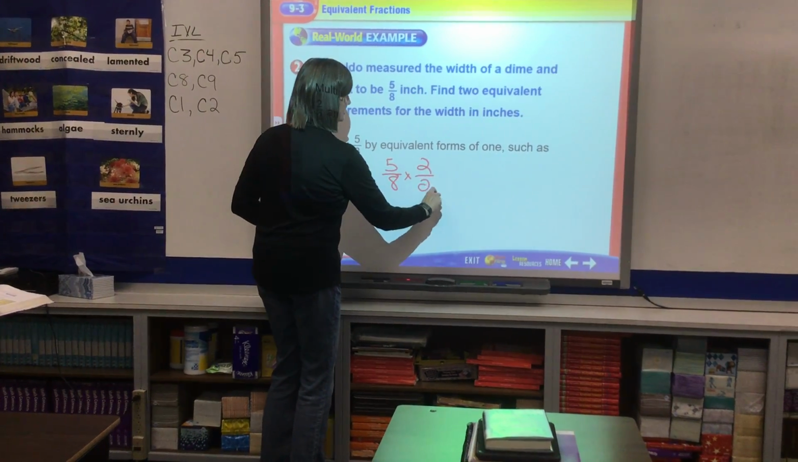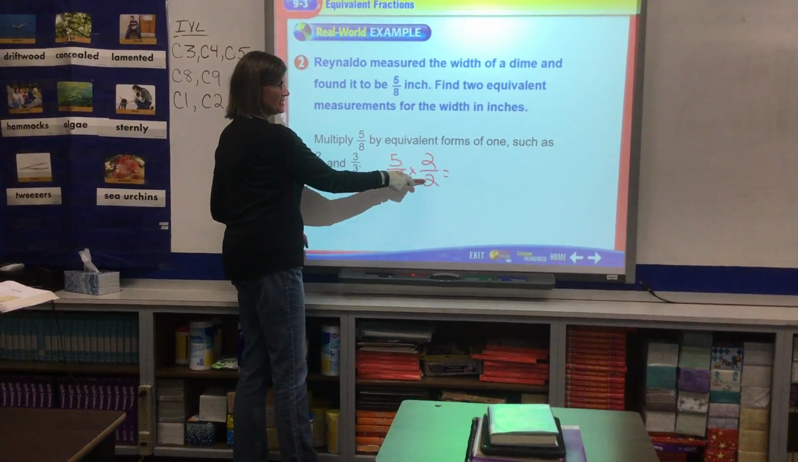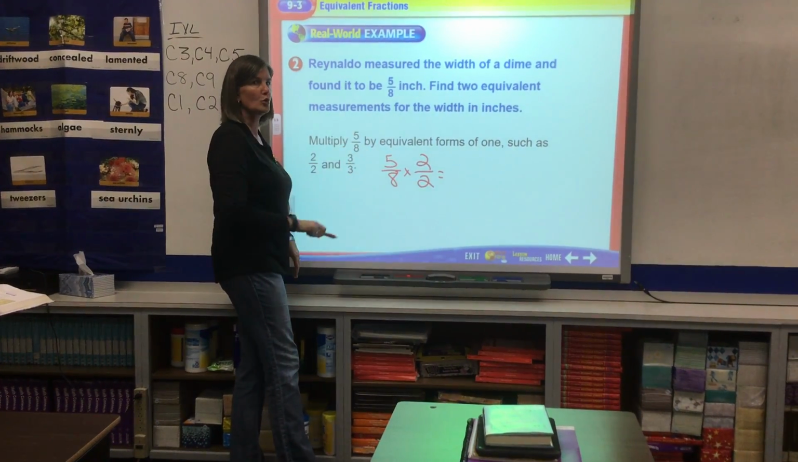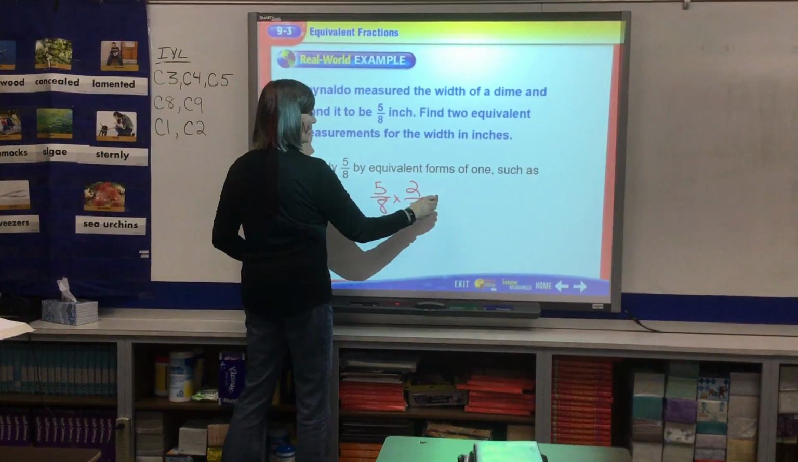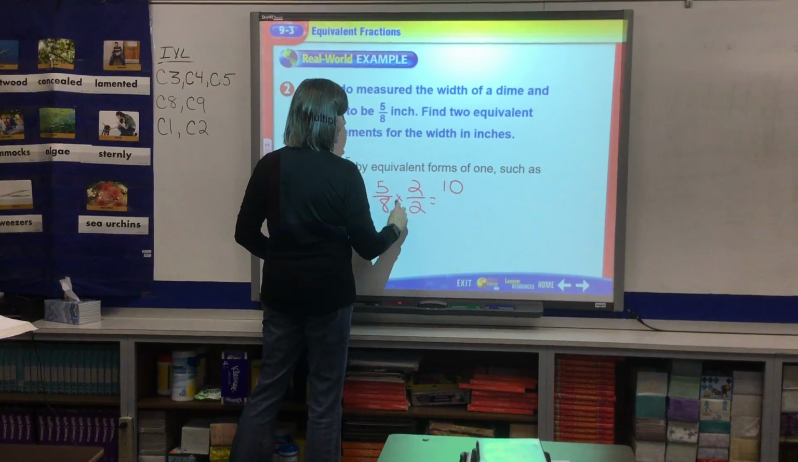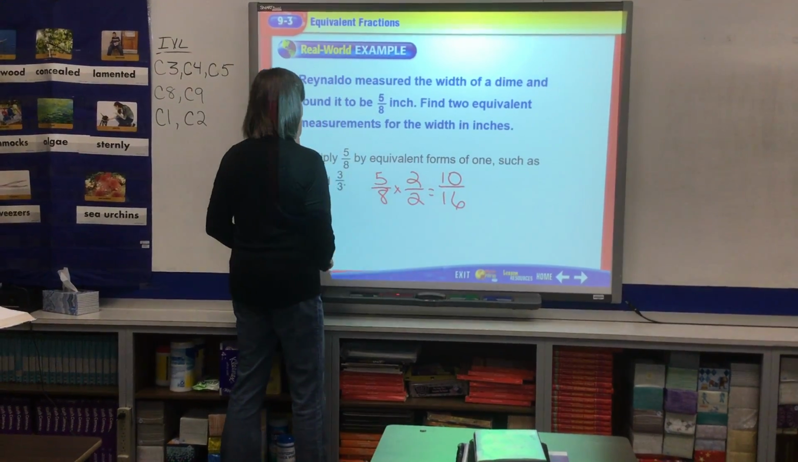If we take 5/8 and we multiply it by 2 over 2, remember these two numbers have to be the same. That's the big rule for today's lesson. All right, we multiply the numerators. 5 times 2 is 10, and 8 times 2 is 16. And then we'll do the other one.